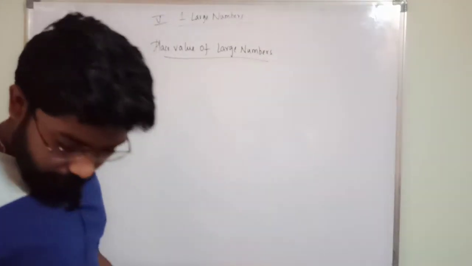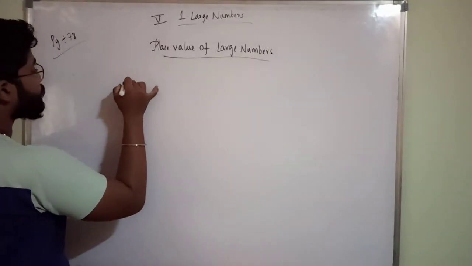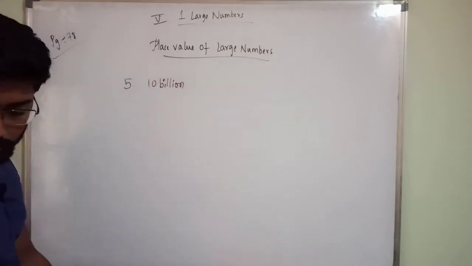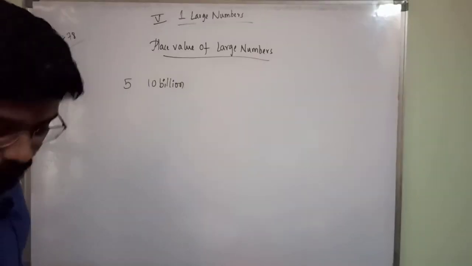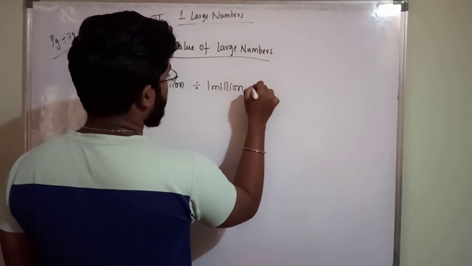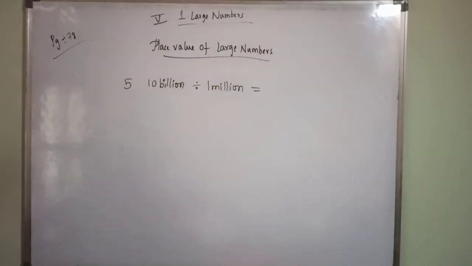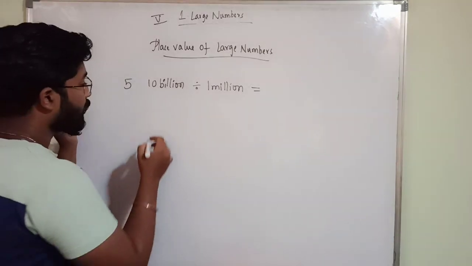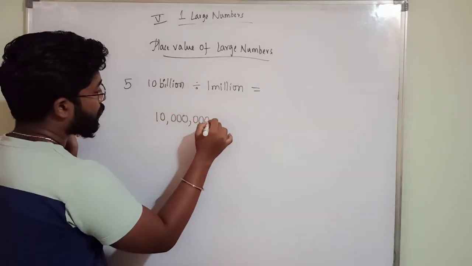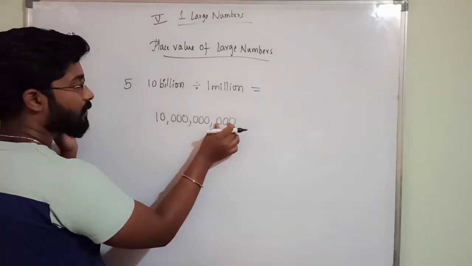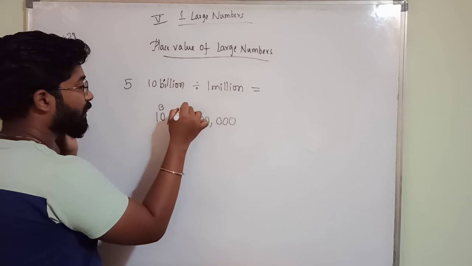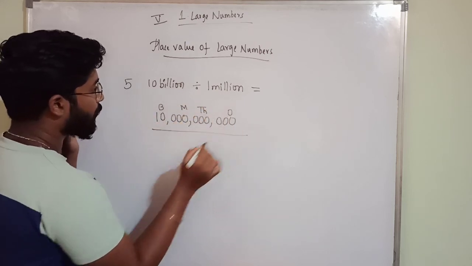So last one is there. Fifth one. 10 billion divided by 1 million equal to how much? He is telling. 10 billion by 1 million. 10 billion means how much? So this is 10 billion, no? This is ones, this is thousands, this is millions, this is billions. Billions, millions, thousands, ones.